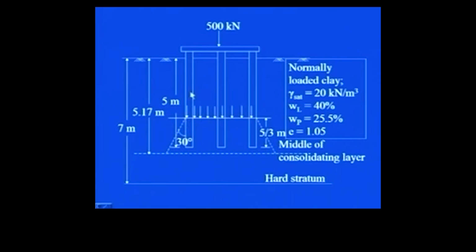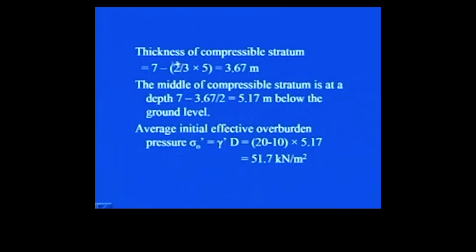So you see here, as we were discussing, that it has to be this equivalent raft. You see here, this is the pile cap. So I am placing this equivalent raft at a depth of 2/3 of this particular length. Let us say how. The thickness of the compressible stratum will be 7 minus 2/3 of 5, because at 2/3 of the 5 we are placing that equivalent raft. So that is becoming 3.67.